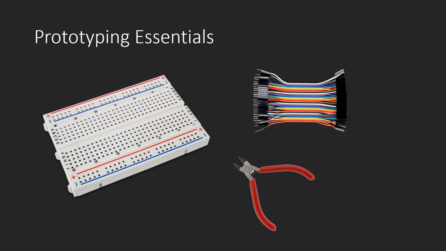If you're planning to build a basic circuit for your experiment, I recommend you get a breadboard, like the one shown on the left, so you can lay out all your components without soldering them, as well as some jumper wires to make connections and a pair of cutters.